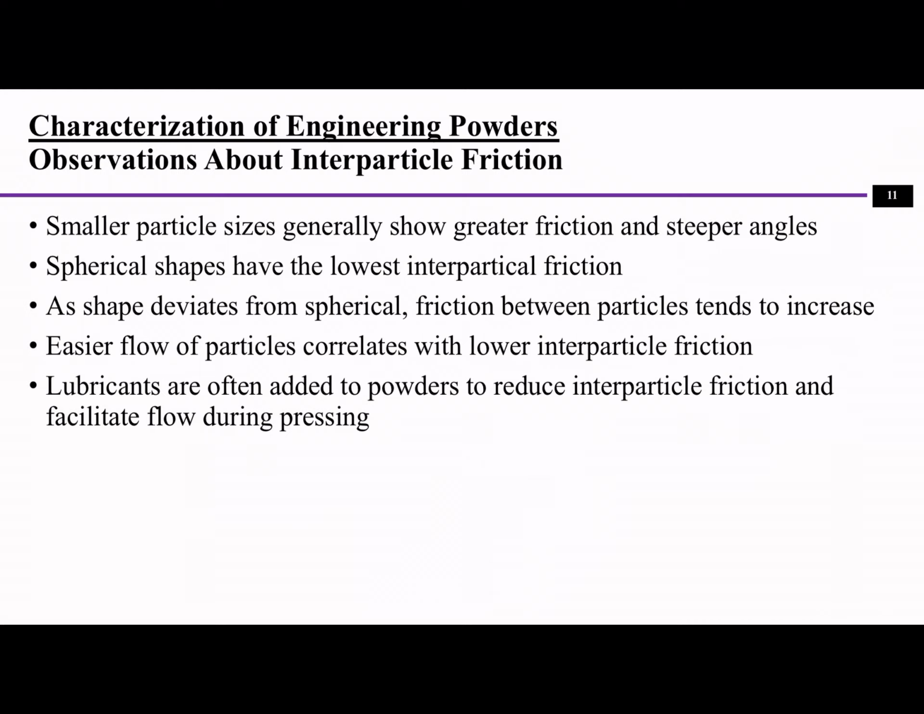And of course, smaller particle sizes generally show greater friction and steeper angles. The reason for that is the smaller particle sizes usually have larger surface finish for interactions, or interparticle friction. So that's why you usually have a greater friction. And spherical shapes have the lowest interparticle friction. When the shape deviates from spherical, actual friction between particles will tend to increase. So these are some of the points you can go through. And if you want to reduce the interparticle friction, you can add some lubricants.